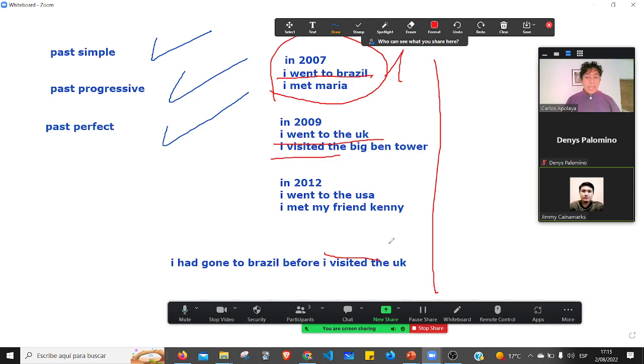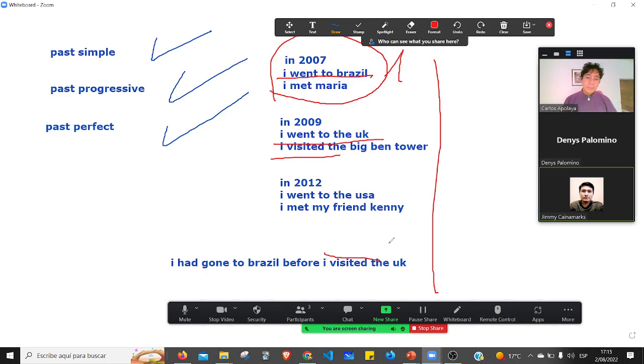Así se traduce al momento de combinarla con el past perfect. Remember, past perfect, the first action, an action that happened before another but in the past. You got it? Any questions up to this point?